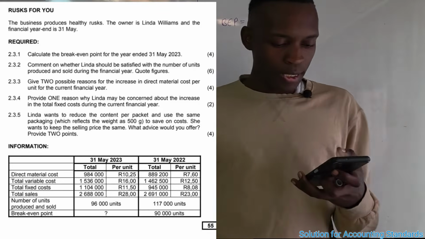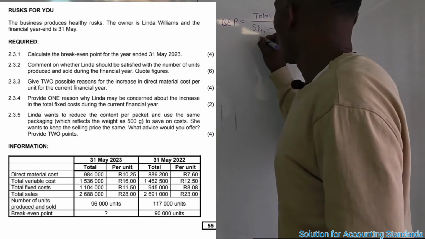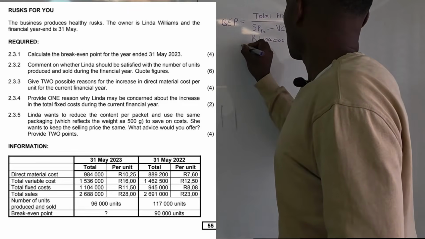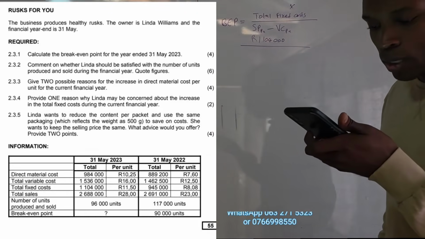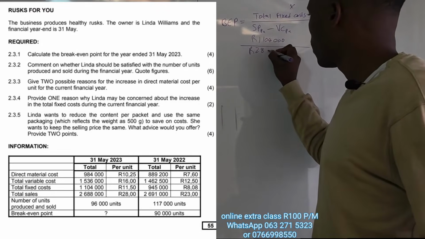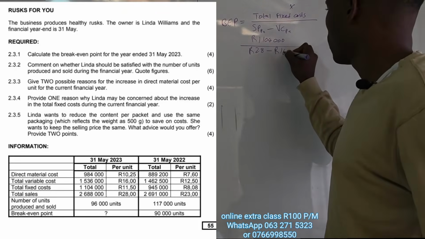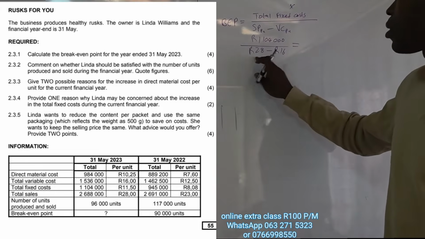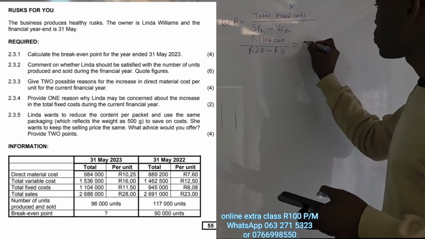Okay, in 2023 our total fixed cost was 1,104,000. We have to divide by our selling price per unit. How much was it per unit? Total sales, it was 28 rand, and we subtract the variable cost per unit, which was 16 rand. If you do this calculation correctly, you just have to subtract these two first, then divide this one by this one, and you will get 92,000 units.